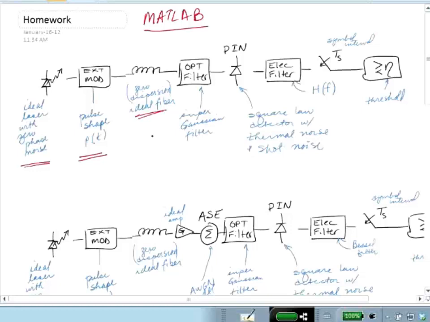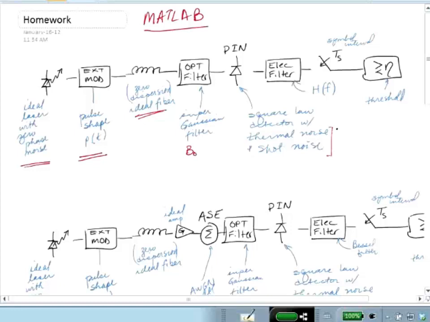It simply introduces attenuation. Then we have an optical filter. For the optical filter, the shape that we've selected is a super Gaussian filter. Again, the code is provided for you there, and we'll be specifying what the optical bandwidth is. We'll be varying that in the homework. The PIN diode is implemented as a square law detector with thermal noise and shot noise added. And of course, in your MATLAB code, we're adding the thermal noise and the shot noise, and we want to make sure that we're adding it in the correct way.